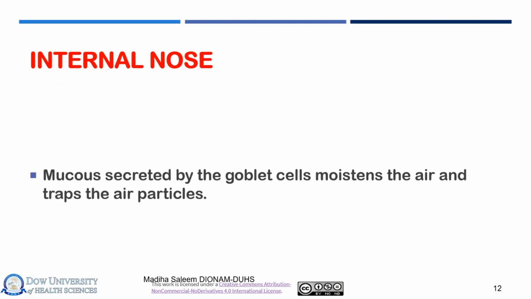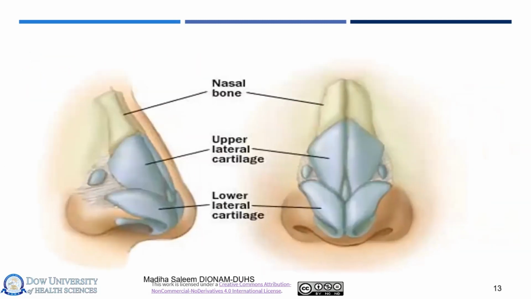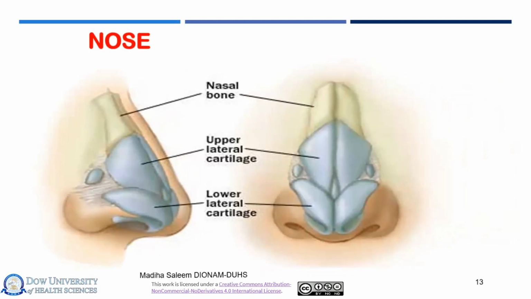Now, the internal nose has mucus that is secreted by the goblet cells, which moistens the air and traps the air particles. This is a pictorial view of the nose. You can see the nasal bone, the upper lateral cartilage, and the lower lateral cartilage.